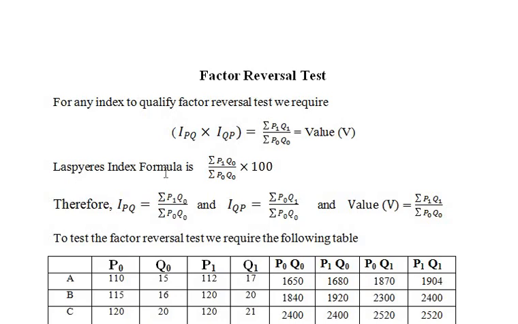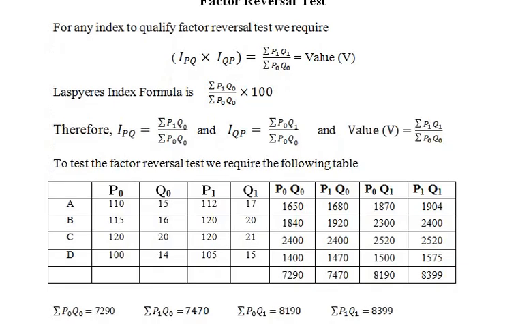So Laspeyres' index formula is summation P1 Q0 divided by summation P0 Q0, obviously the summation will be there, multiplied by 100. So therefore IPQ will be excluding the 100. We have this one, and when we find out IQP, P will go to Q's position and Q will go to P's position. Finally the index will look like this, and the value that we have seen here is like this, P1 Q1 by P0 Q0.